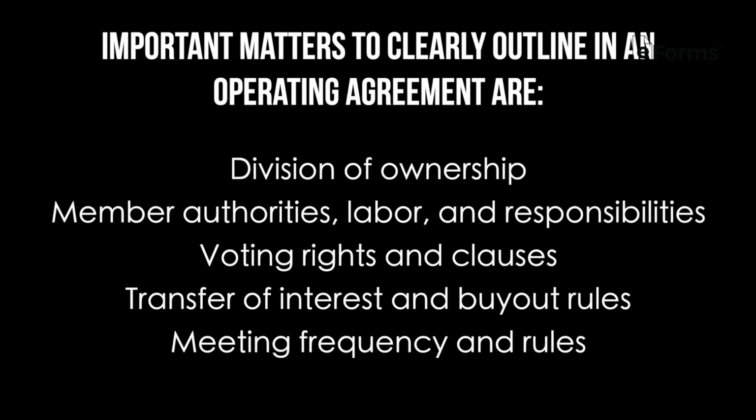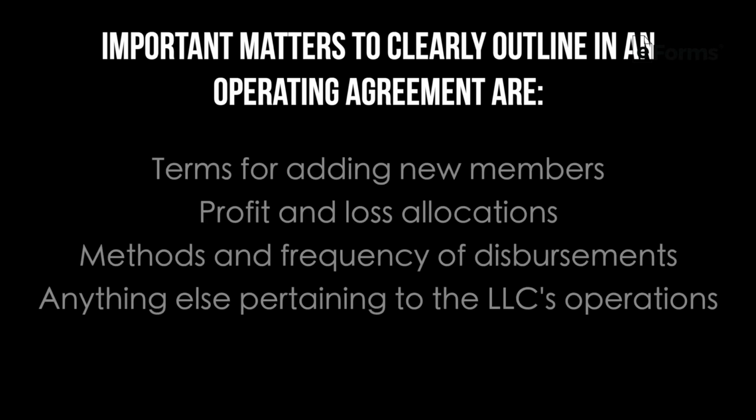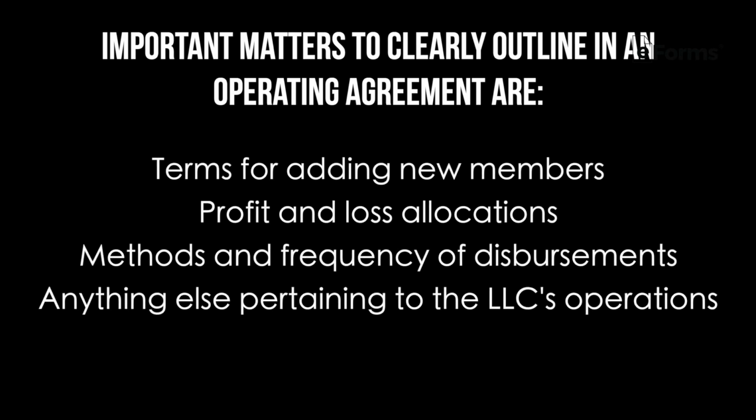Important matters to clearly outline in an operating agreement are division of ownership, member authorities, labor and responsibilities, voting rights and clauses, transfer of interest and buyout rules, meeting frequency and rules, terms for adding new members, profit and loss allocations, methods and frequency of disbursements, and anything else pertaining to the LLC's operations. After you've finished your operating agreement, it is recommended to have an attorney review it to be extra sure that you didn't leave out any critical information.